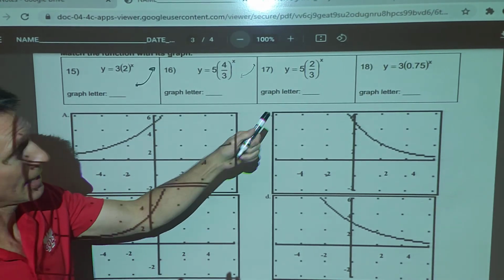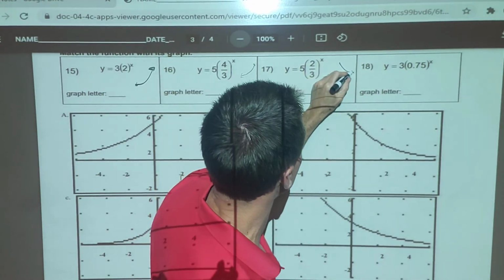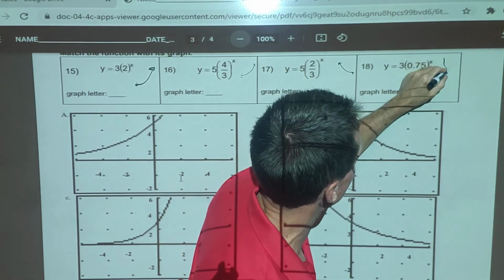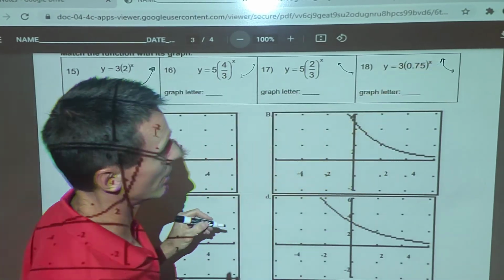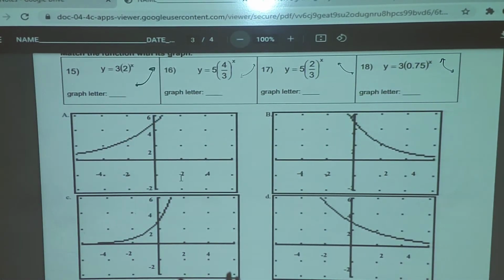2/3 and 0.75 are both less than 1. There would be decay, which is a decrease on that. So we can have a general idea of what's happening right here.